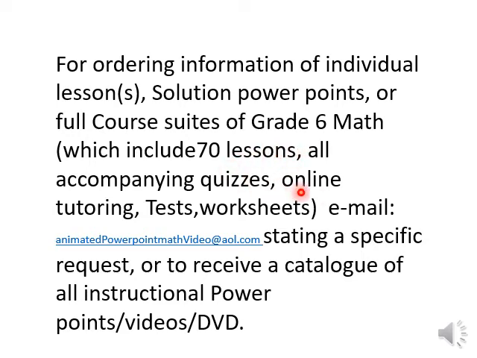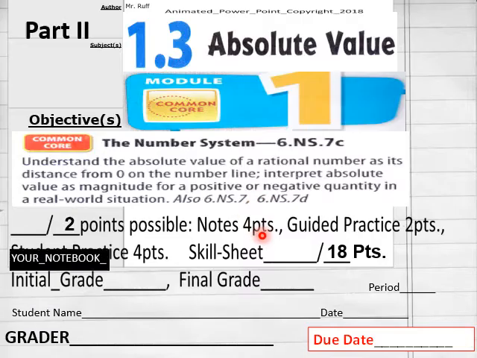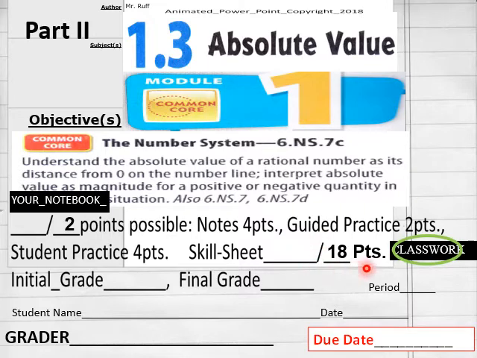Hello everybody, getting ready to do lesson 1.3 part 2 today for grade 6 math. You got 18 points on your classwork sheet. Have your classwork sheet out in front of you now. 2 points going to your notebook or your notebook guide.